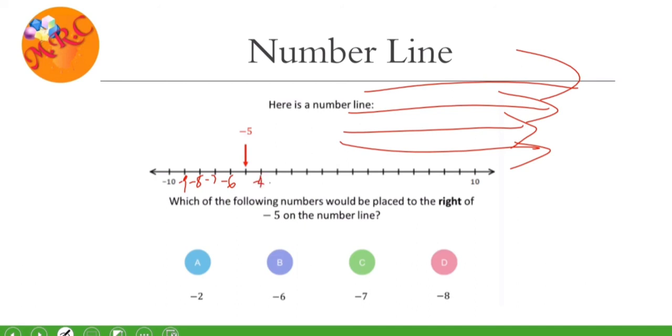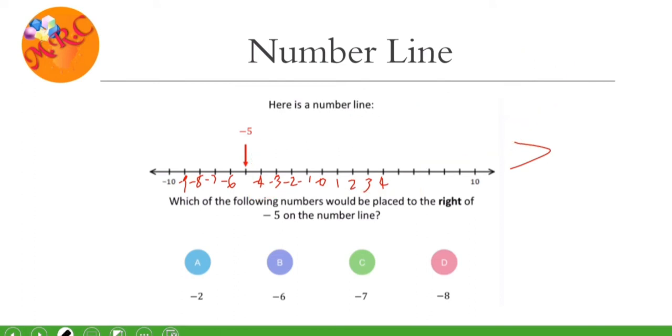-4, -3, -2, -1, 0, 1, 2, 3, 4. Which of these digits would fall to the right? Which of these digits is on this side? This side, right? So let's look at it. Is it -2? Yes, it is. It is definitely -2. So our answer is -2.